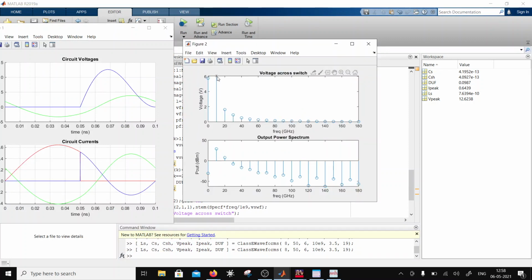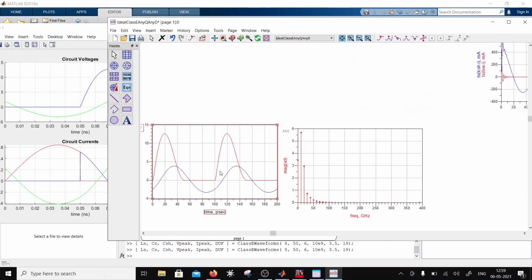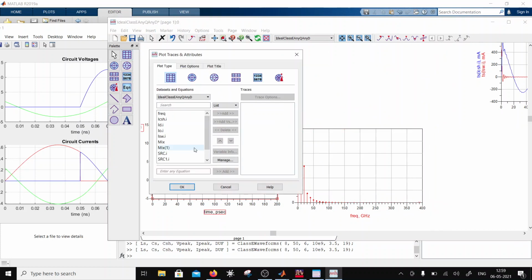Okay, so now this is 6.05 and this one is for 5.7. Okay, so there is a slight difference here in terms of fundamental and harmonics of this voltage, the voltage across the switch. Let's look at the output power.